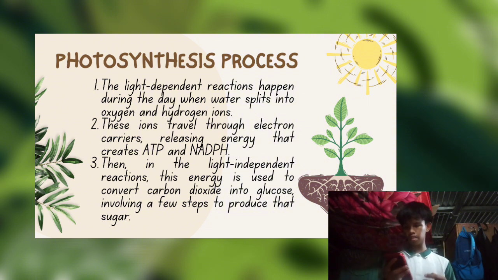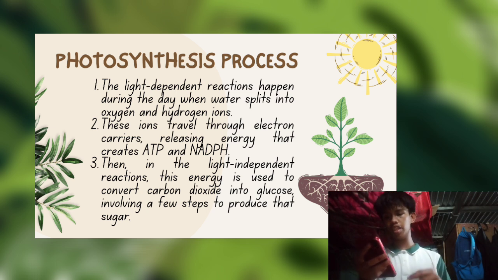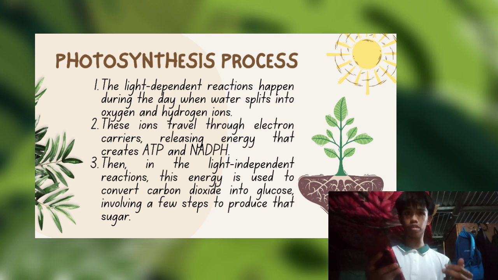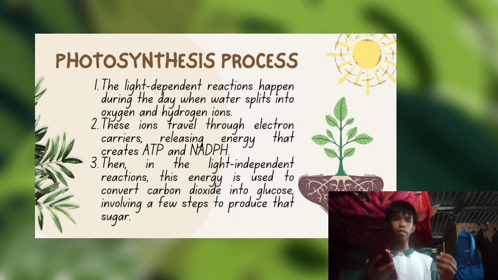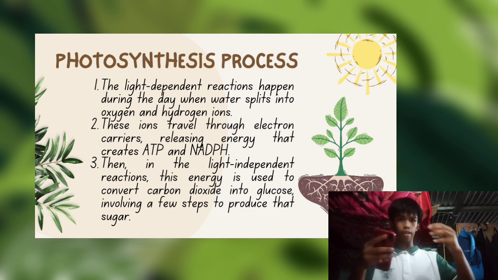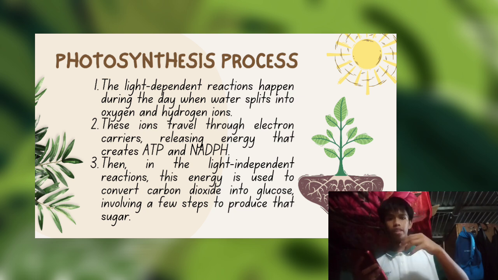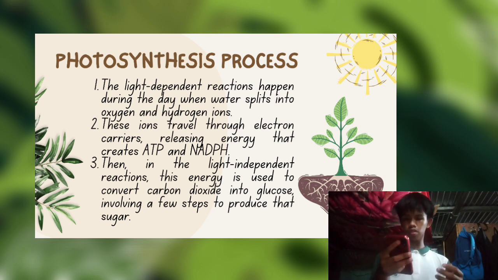Then next is glucose formation and storage. The glucose produced in the Calvin cycle can be used immediately for energy or stored as starch for later use. Ito yung sinasabi ko, na as humans, pwede natin magamit yung fats as stored energy. And same lang sila sa plants. Then plants use the stored energy to grow, repair, and develop new tissues.